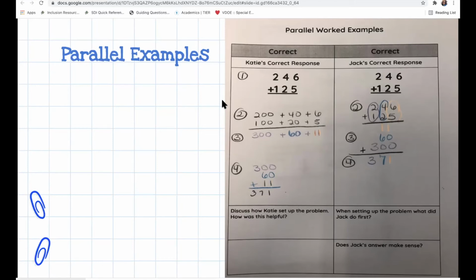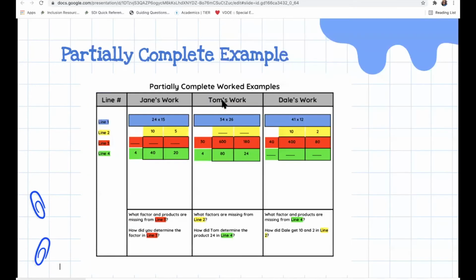Those kind of questions are important for our students. Does it make sense? Did how Katie set it up, did it make sense? Which one was more helpful? Those kind of questions can be asked. This is a partially completed example.